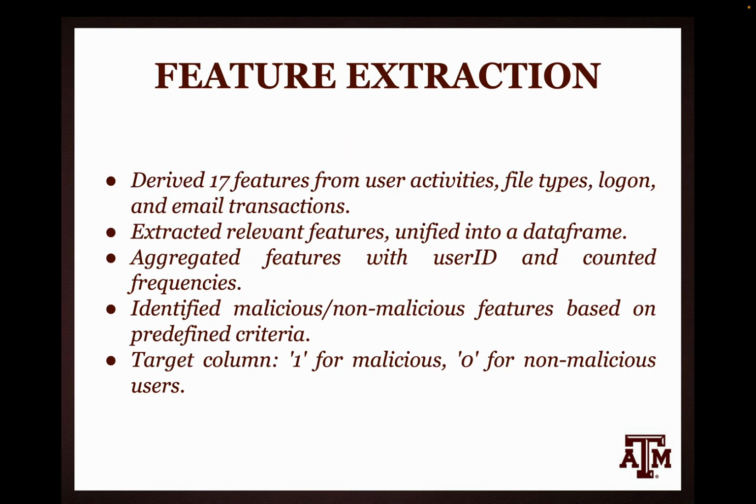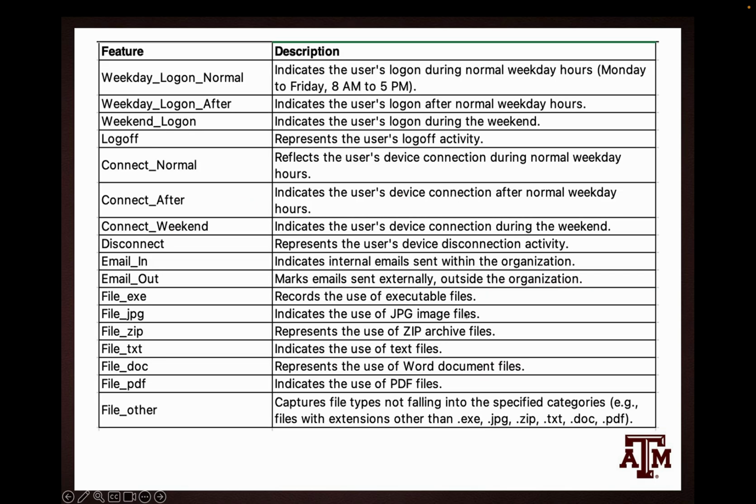The first step is feature extraction. We extracted 17 different features from the .csv files provided and then aggregated these features with user ID and date. We then counted the frequency of each feature for a particular user and identified it as malicious and non-malicious based on the criteria defined by us. This gave us a target column that is 1 for malicious and 0 for non-malicious users. These are the 17 features which we derived.